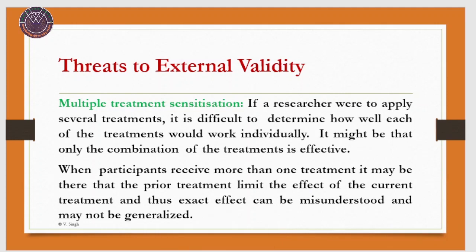Multiple treatment sensitization is another issue in determining the external validity of the experimentation. If a researcher were to apply several treatments, it is difficult to determine how well each of the treatments would work individually. For example, if we want to see the effectiveness of an activity-based method, these activities can be done individually or also in groups. So it might be that only the combination of activity-based learning and group method of treatments is effective and not the variable we are interested in, that is ABL in our case.